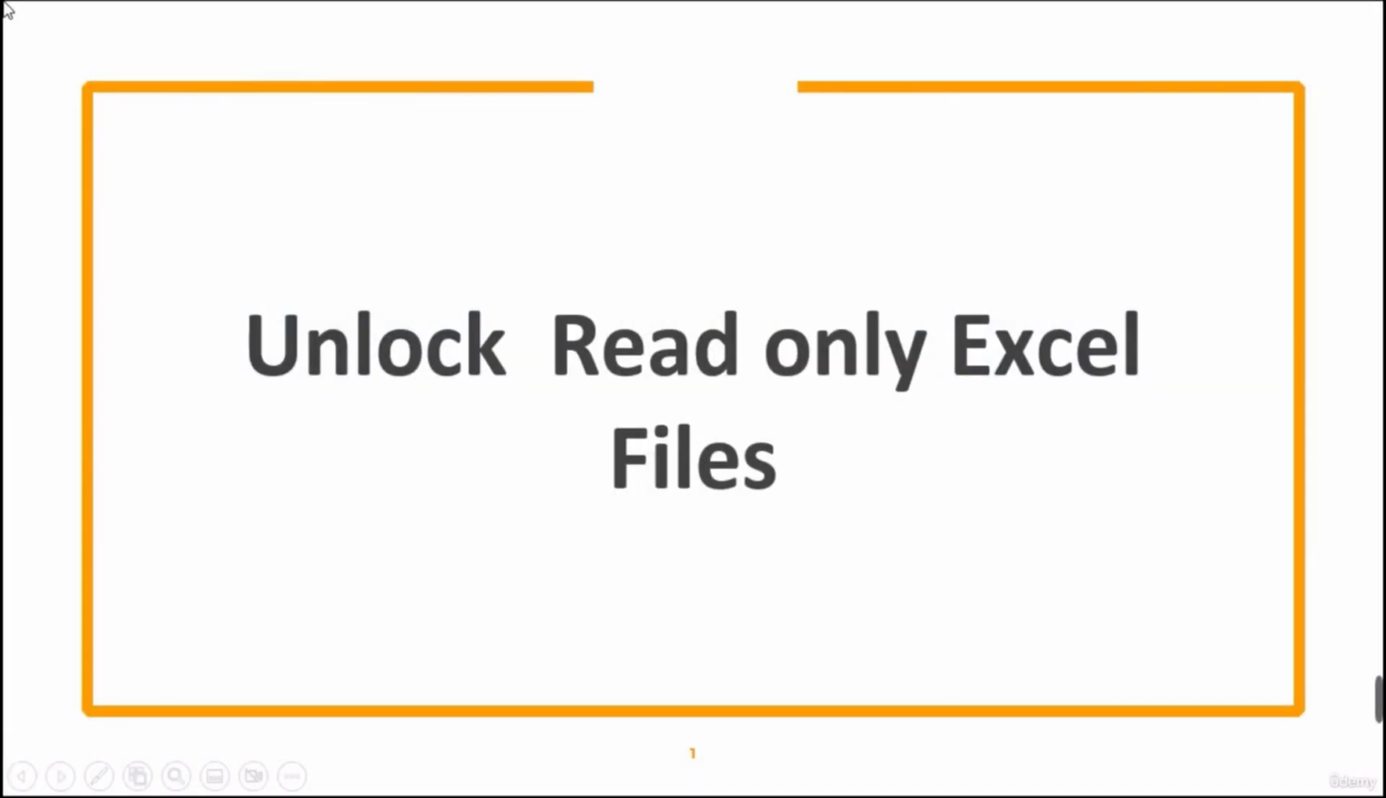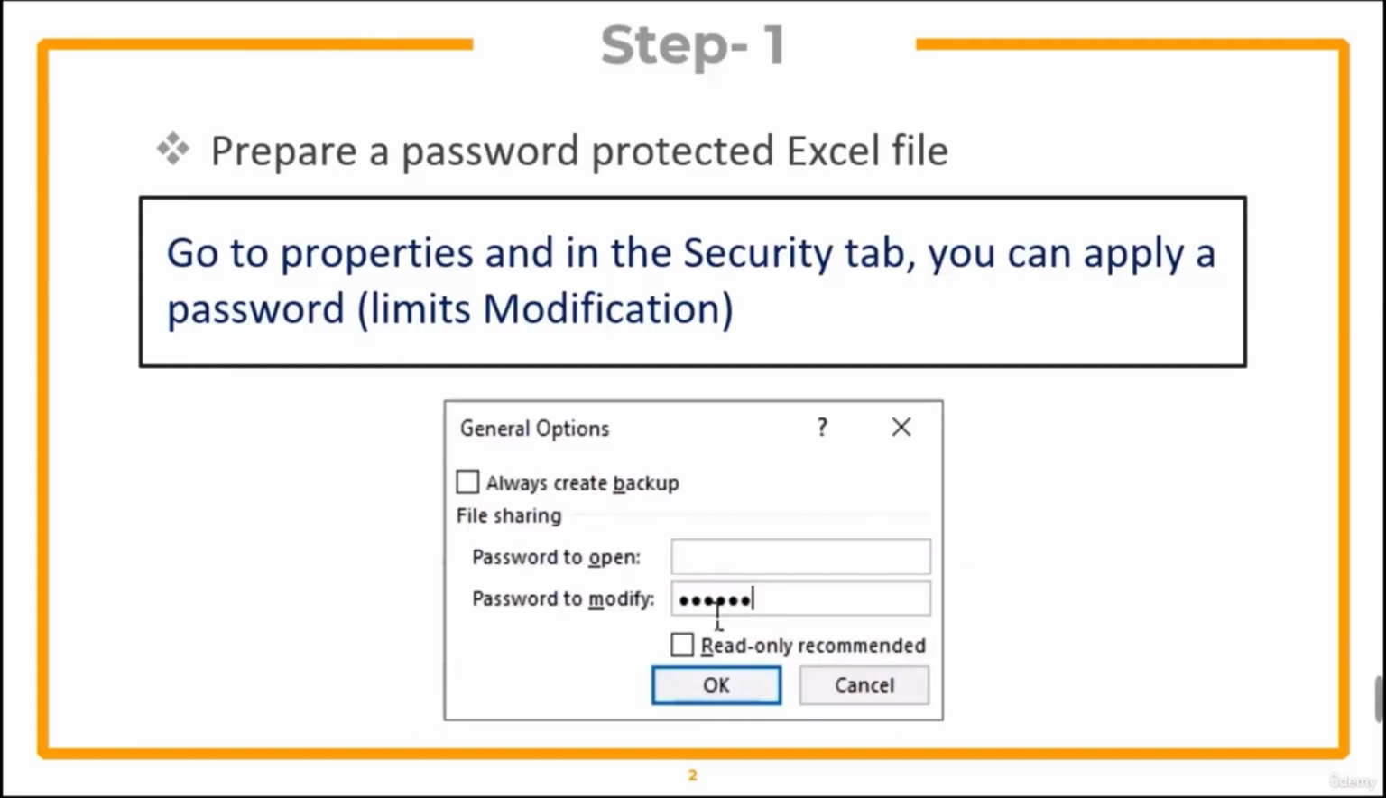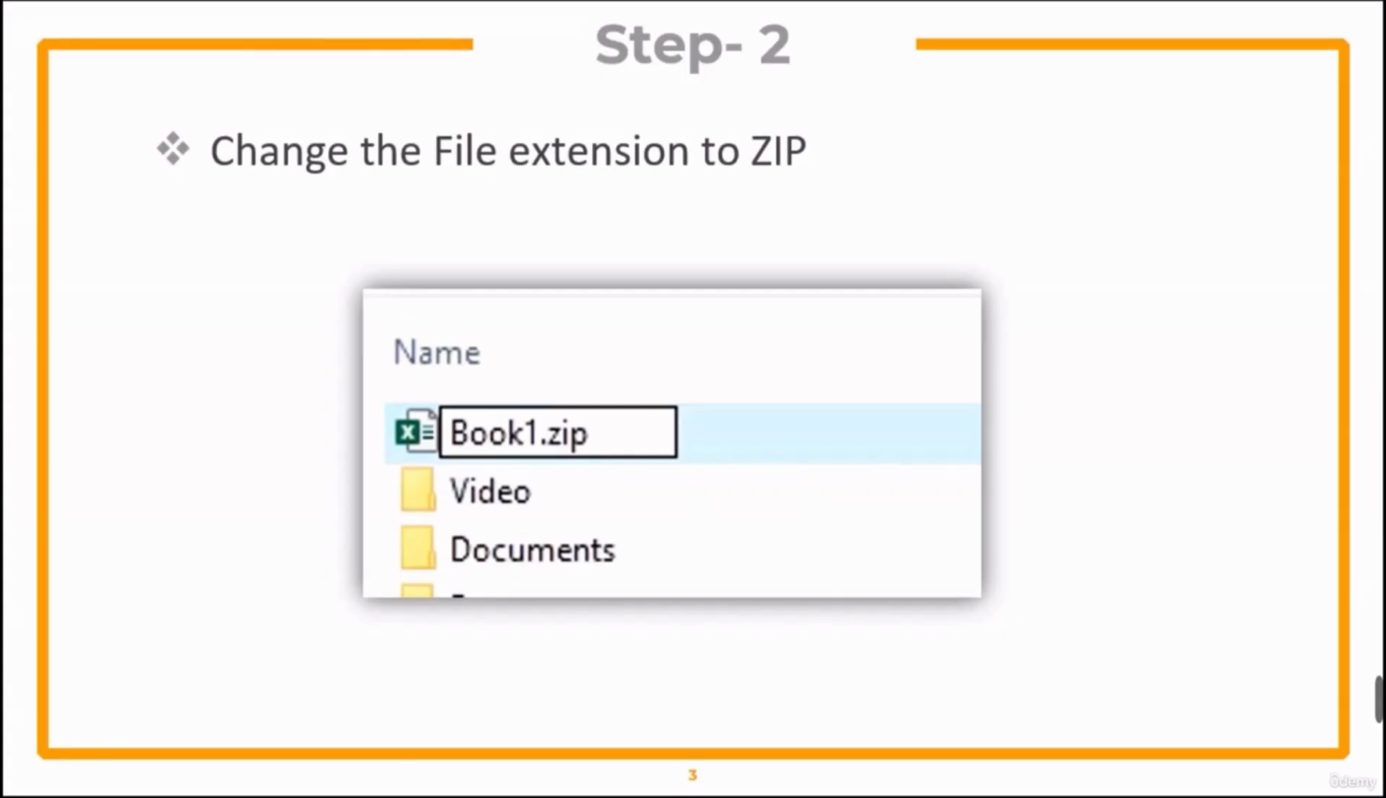In this lecture, we are going to see how we can unlock read-only Excel files. Now, in the first step, prepare a password-protected Excel file. You can give a password to an Excel file by going to Properties, and in the Security tab, you can apply a password that limits modification. Now, change the file extension to a zip file.